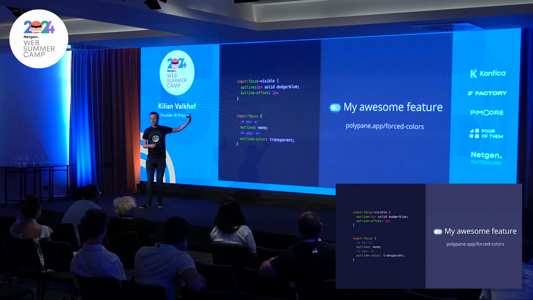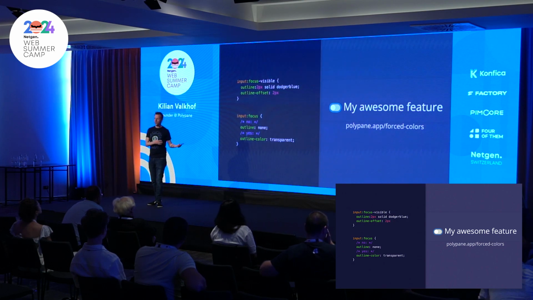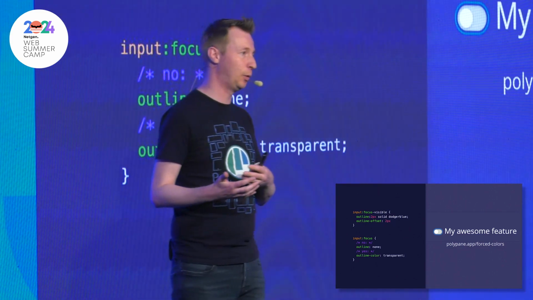Does this mean we can do input focus outline none? Well, no, I would rather you didn't. Instead, I would want you to do outline color transparent. The result for all of us is the same. With outline none, you don't see the outline because it's not there. With outline color transparent, you don't see it because it's invisible.